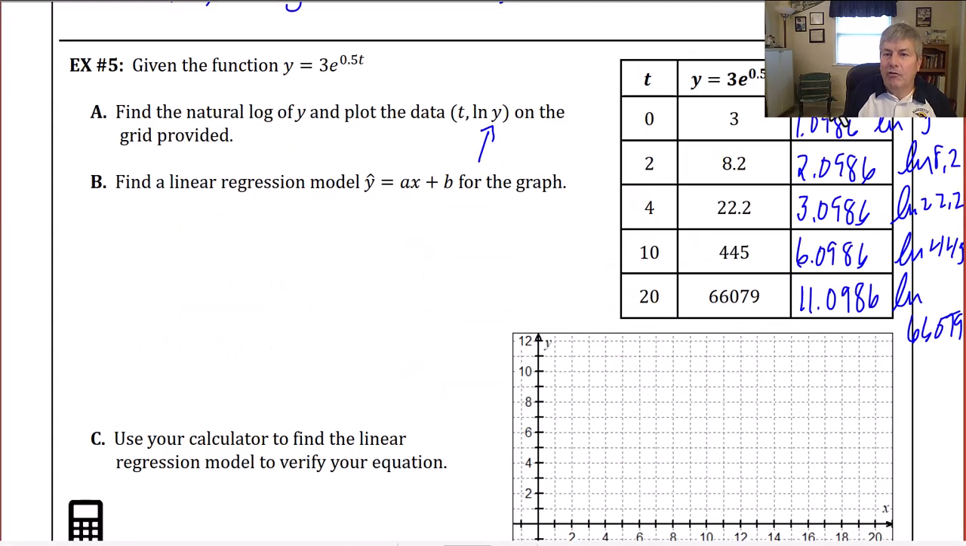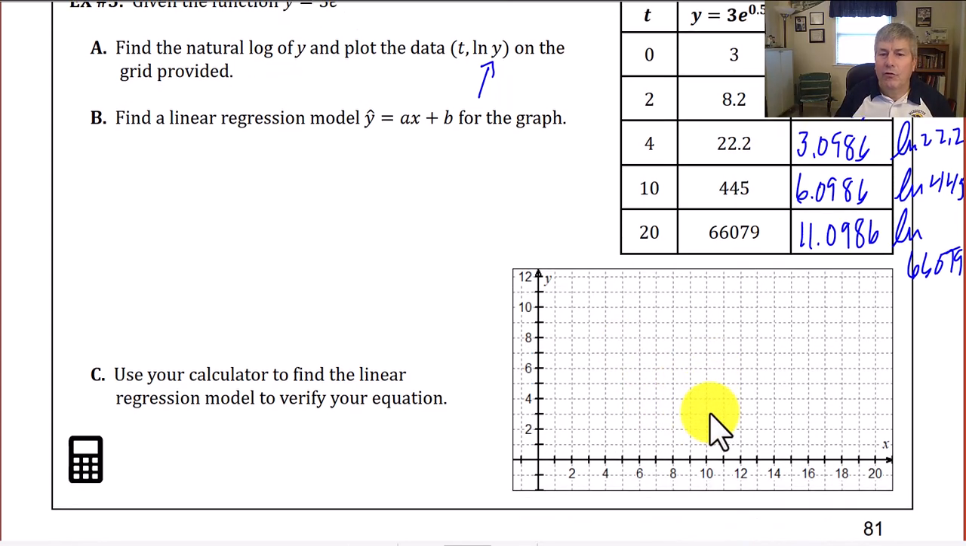So my natural log of y, which really is the natural log of 3, is 1.0986, 2.0986, and so forth. And I put that in this column here. Really, how did I get that? I did the table, or I did the natural log of 22.2. And then we're asked to plot this on our coordinate plane.